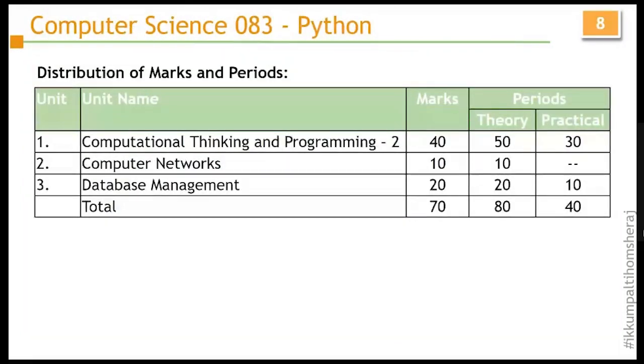Now, as far as the class 12 computer science paper is concerned, we have 40 marks for Python programming, 10 marks for computer networks, and 20 marks for database management system.